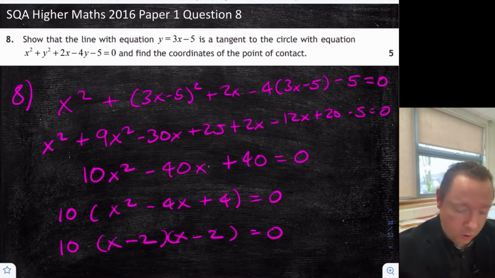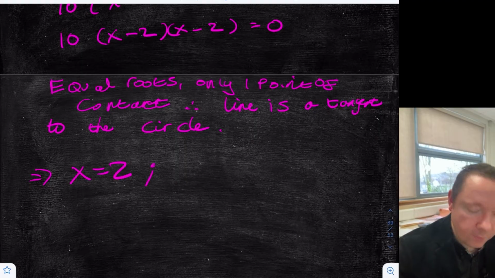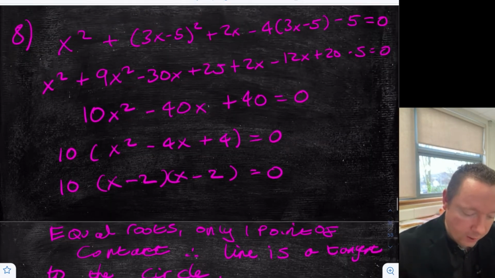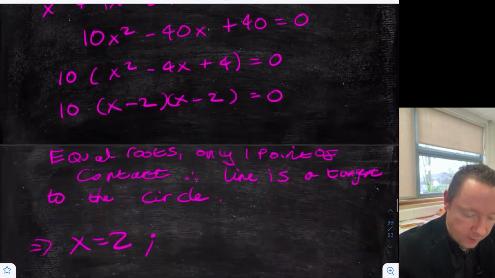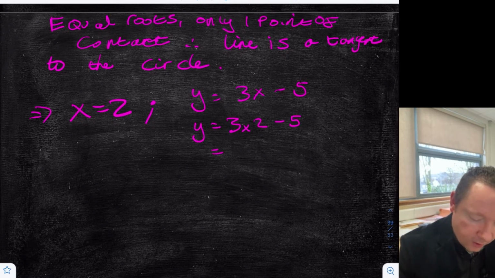Find the coordinates of the point of contact. Well, we've already got this equation equal to 0, so that implies that x equals 2. And then subbing that back in to get a y, we might as well just use our original equation, y equals 3x minus 5. So we've got y equals 3 times 2 minus 5. 6 minus 5 is 1, so we've got 1 and 2. So our point of contact is 2, 1.